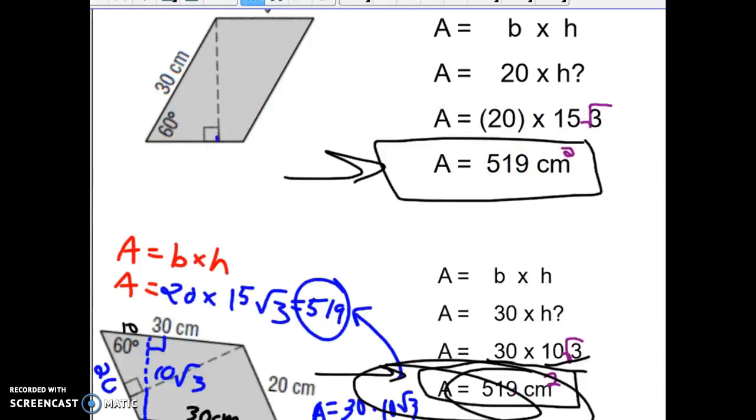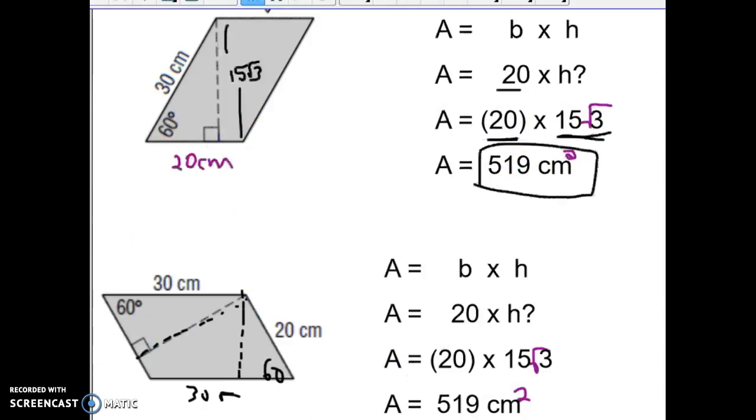519. Now, I am going to demonstrate how this triangle down here with the base of 30, if you find the height, it will get a different base and height, the same area. But because some people say my videos could be dull, I'm going to add some dramatic music.